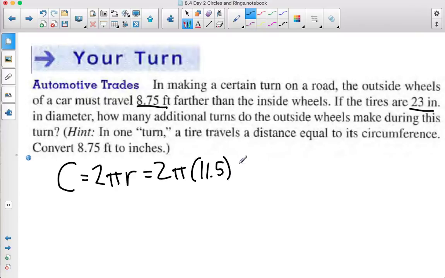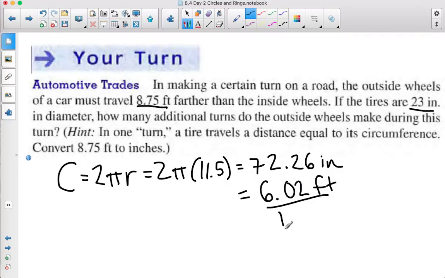So the circumference of the tires is going to be 2 times pi times 11.5, which is equal to 72.26 inches. Well, the problem is that's in inches, and we want feet, so let's get 72.26 inches into feet. Take that answer of 72.26 and divide it by 12. So we see that in one turn, the car moves forward 6.02 feet.